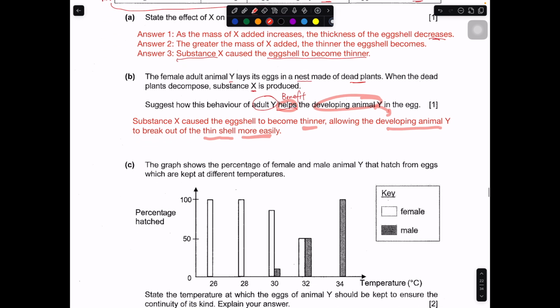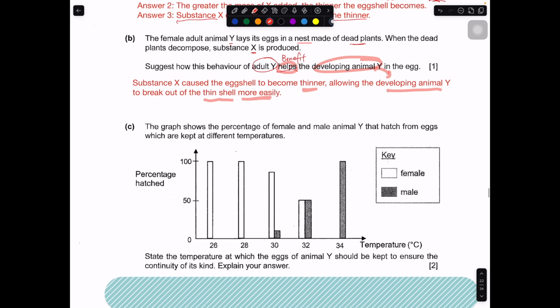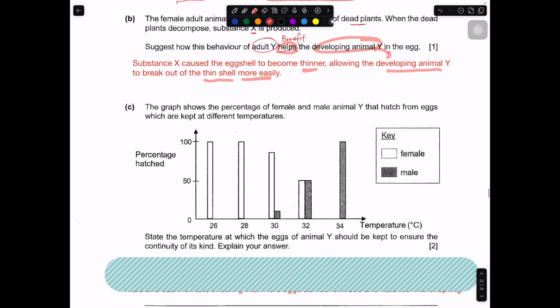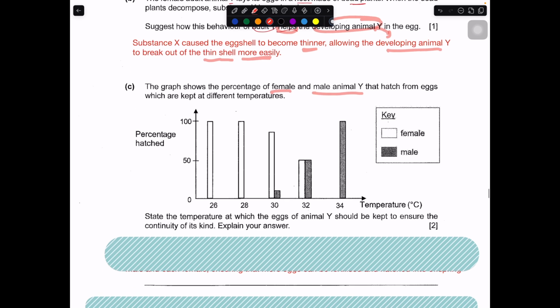Okay, part C is a little bit complicated with a graph. Okay, the graph shows the percentage of female and male animal Y that hatched from the eggs, which were kept at different temperatures. So you've got 26 until 34, and you have different amounts of male and female being hatched. Okay, so this is percentage. Okay, state the temperature, that means 26 to 34, you choose one, at which the eggs of animal Y should be kept to ensure the continuity of its kind.